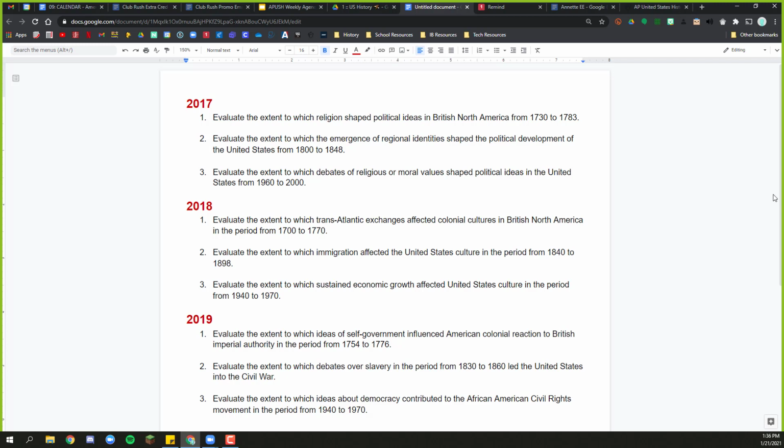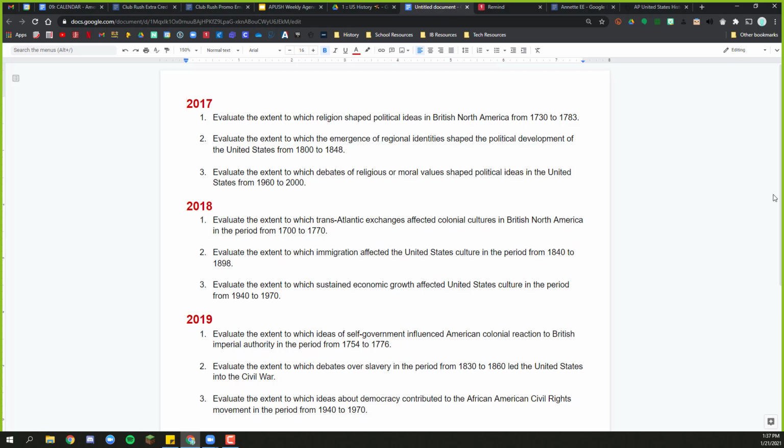But the first LEQ option will be essentially colonial America. So it will go up to the very early 1800s. Question number 2 will essentially be the 1800s. And question number 3 will be 20th century, so the 1900s. And that's always the case. So you always get 3 options. You answer one of them.